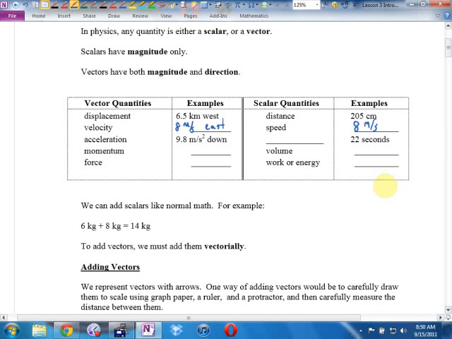Then I left a blank here, but I said my example is 22 seconds. What's the scalar I want you to put here? Time. Time does not have direction. Well, I saw this sci-fi film one time where they were moving backward. But time moves forward, at least in physics 12. Momentum. So momentum, how about 5.1? Does anybody remember the units for momentum?